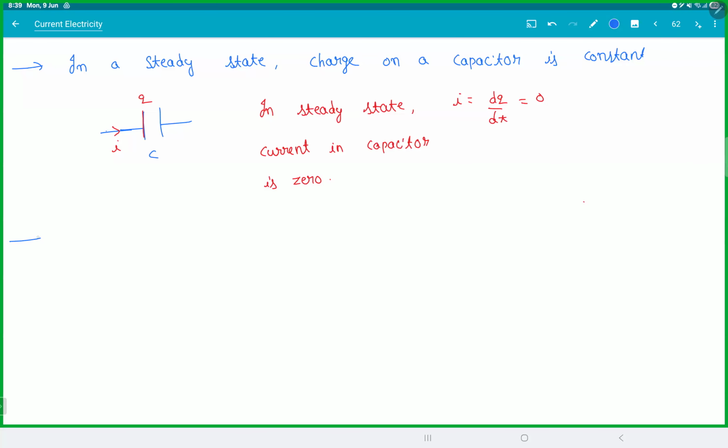Now we have two cases here. At t = 0, when the switch is just closed, a capacitor behaves like a wire.